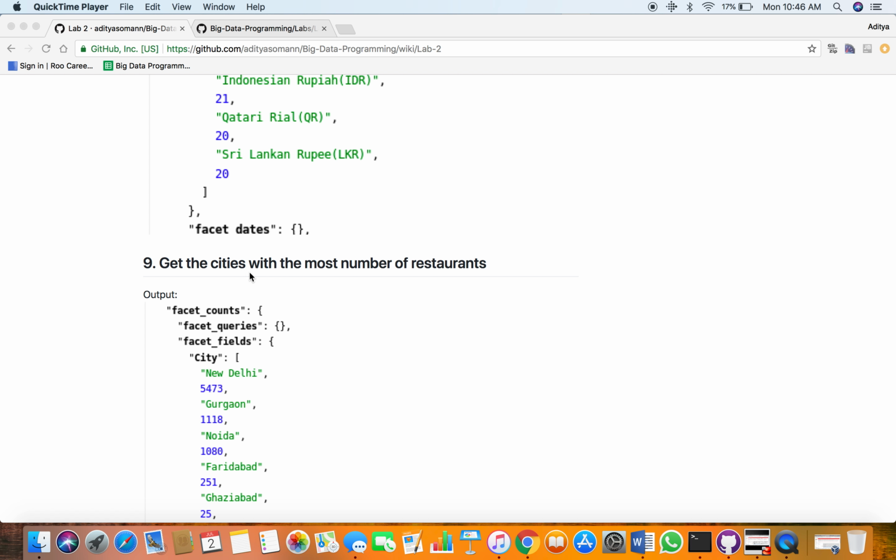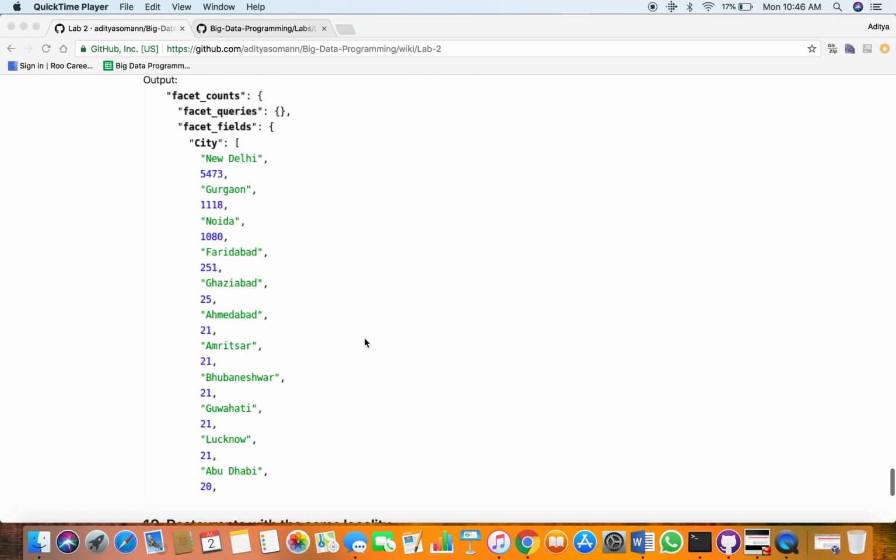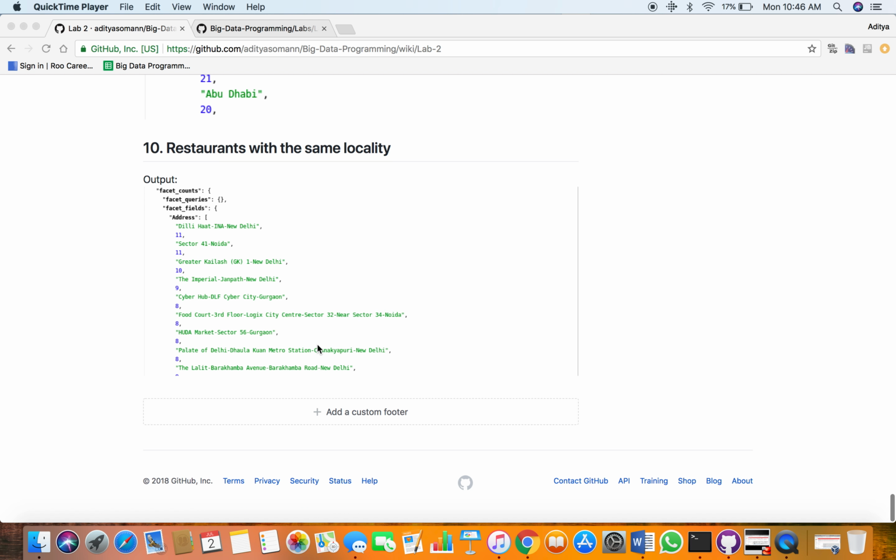The ninth query is, get the cities with the most number of restaurants. So we can see these are the cities with the most number of restaurants. And the 10th query will be the restaurants with the same locality. These are the addresses of these restaurants which have the same locality.